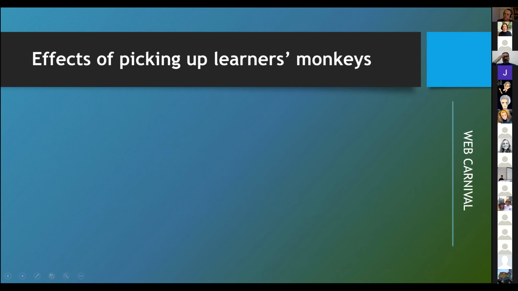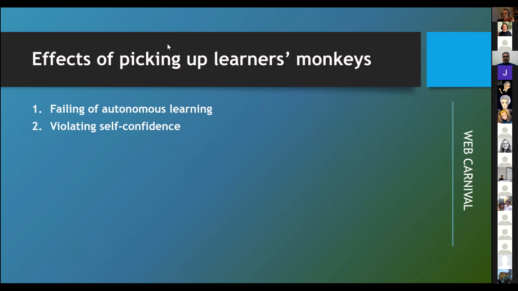But what happens if we pick up the learners' monkeys? Imagine that the students have some monkeys, some problem in the class, and you take the monkeys to solve yourself. What happens if I do so? The first one is the failing of autonomous learning. We cannot make people autonomous. They need us all the time to learn. This is something that we as language educators don't want to happen. The next one is violating self-confidence. Yes, Jayhun, that is totally true. Violating self-confidence, because we are killing their confidence in this way. When all the time we provide the answers, they think that they are not competent enough to provide the answers by themselves.